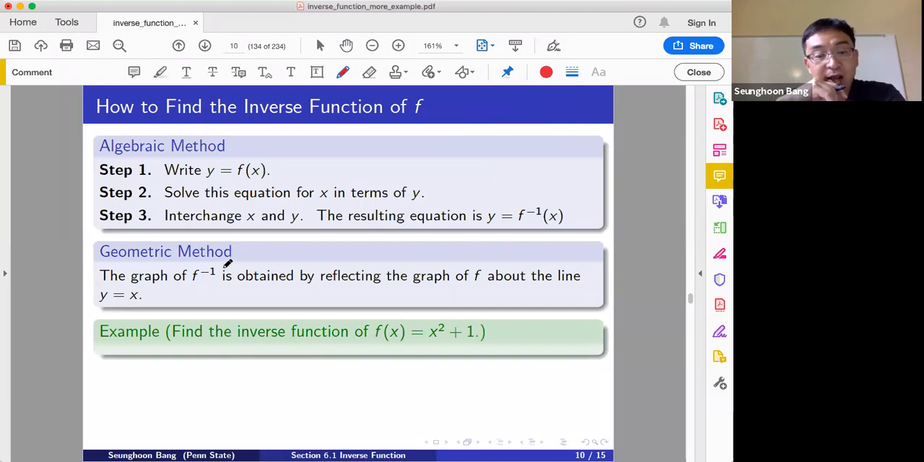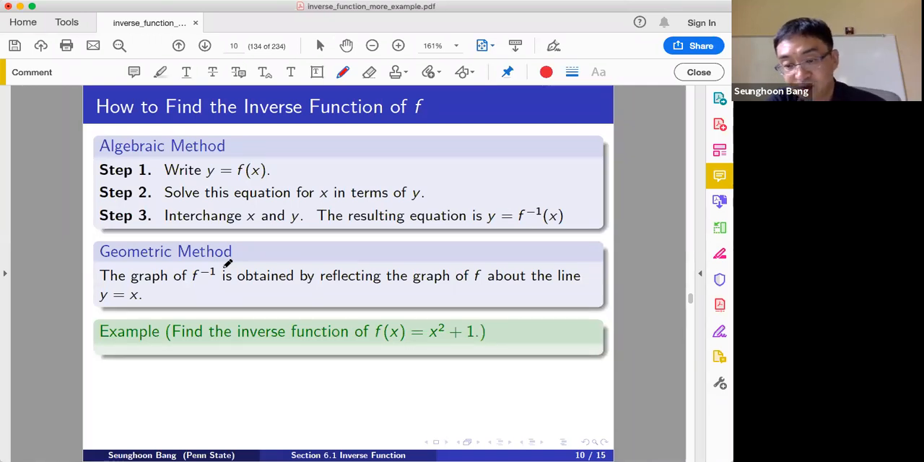Here, find the inverse function of f of x equals x squared plus 1. So what do you think? The first one, the inverse function exists or not? So could you write your answer on the chat board? Inverse function exists or not? What do you think? The f of x equals x squared plus 1, inverse function exists or not? What do you think?